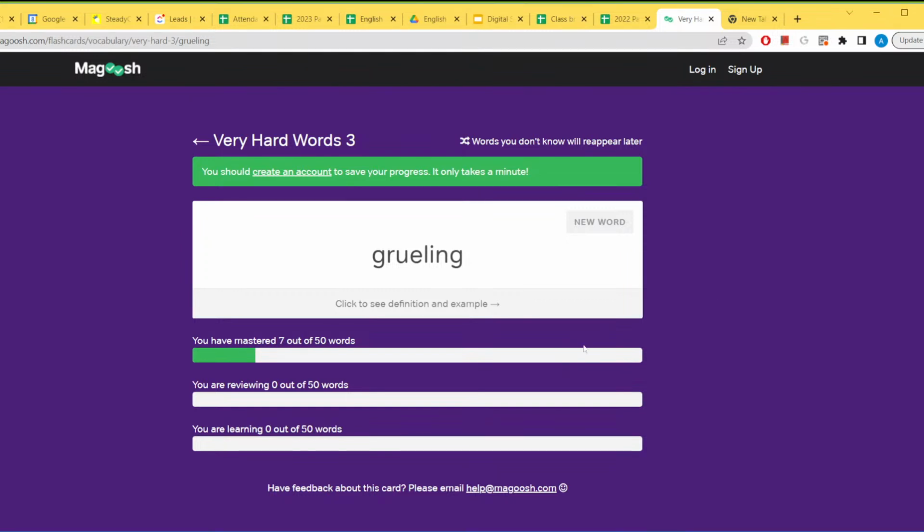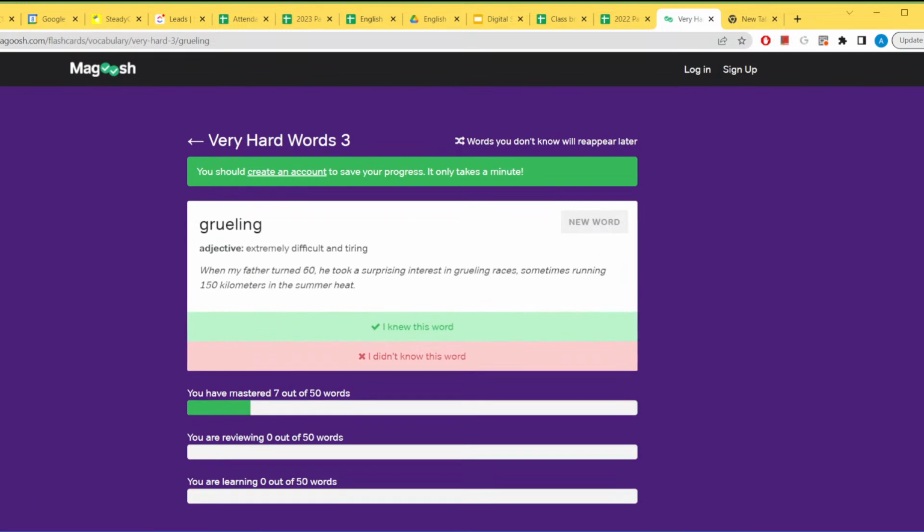All right, let's check it out. Grueling means something that is really, really difficult. Really, really challenging, really hard. Extremely difficult and tiring. And yeah, I would agree with that. It's also tiring. It exhausts you. You have a grueling day where you have to do a bunch of stuff. That would be a good use of that word. They call it grueling races. 150 kilometers in the summer heat. That would be grueling indeed.